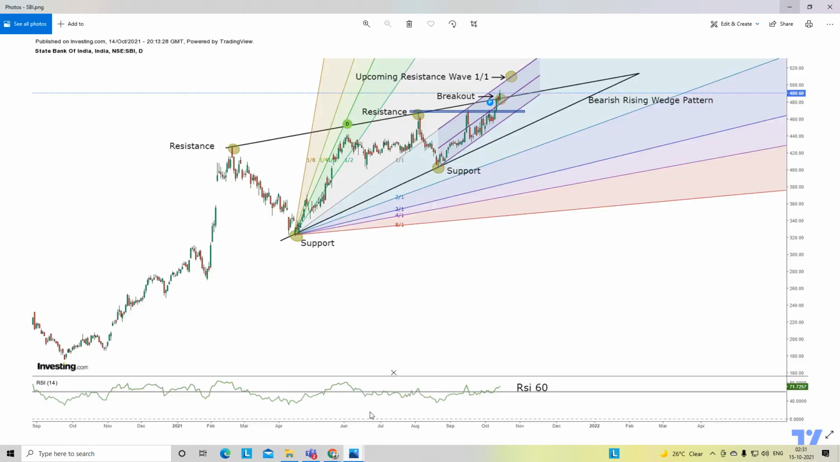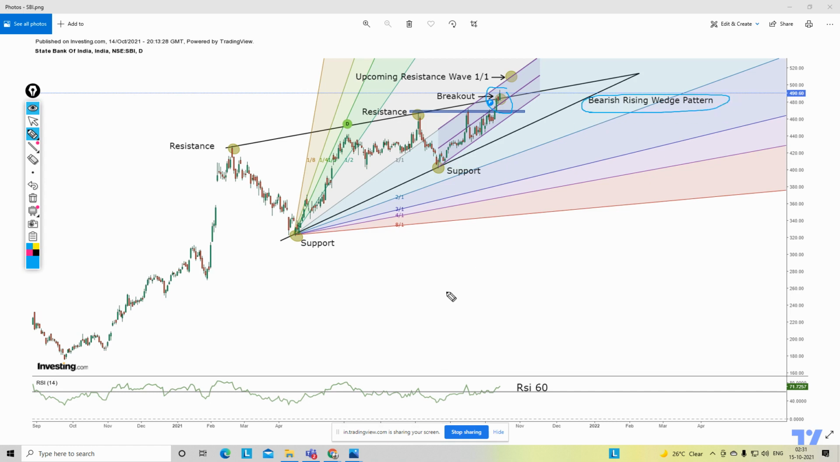So in today's video, quickly we're going to discuss State Bank of India (SBI). This is State Bank of India's daily chart in cash equity. As you can see, it has given a breakout over here, correct? However, this breakout has come out of a bearish rising wedge pattern. We don't consider a rising wedge pattern to be a very bullish pattern, right? The falling wedge pattern is considered a bullish pattern.